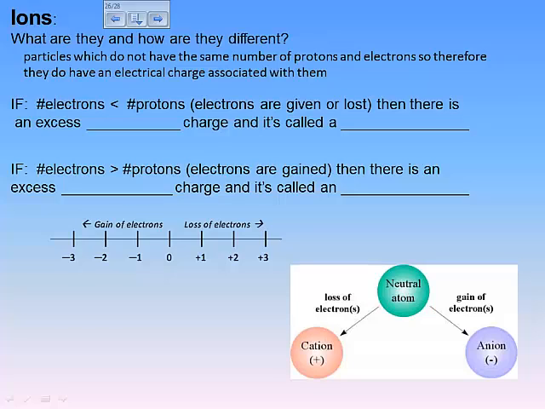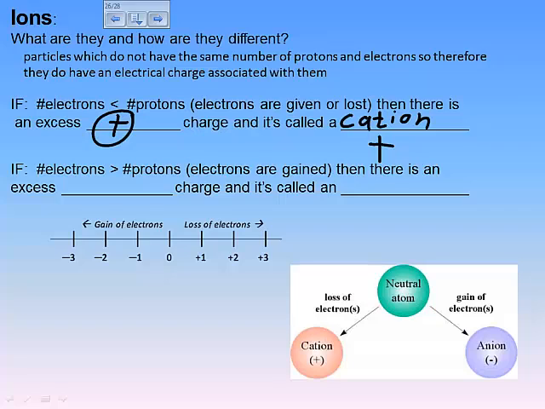But let's take a look at this example. If electrons are less than protons, or protons are greater than electrons, that means electrons are given to something else, or electrons have been lost from an individual element. There is an excess of positive charge. You can do a positive sign, you can write the word positive, and it's called a cation. C-A-T. And a lot of you can remember cation because a T looks like a plus. That's how I remember cation.